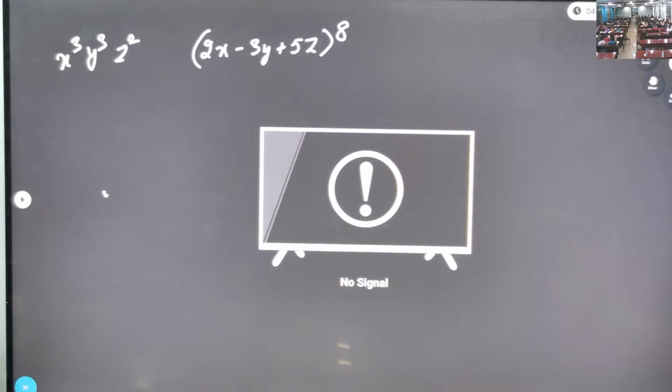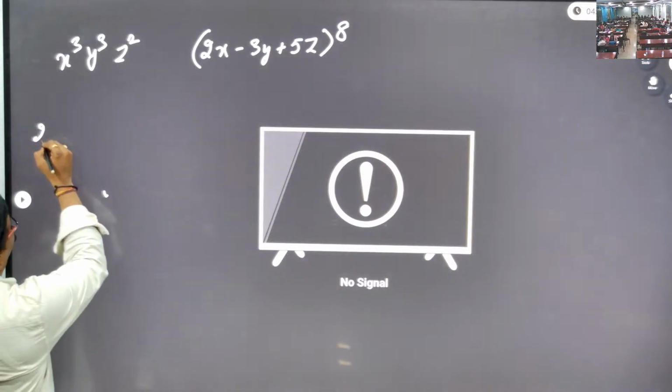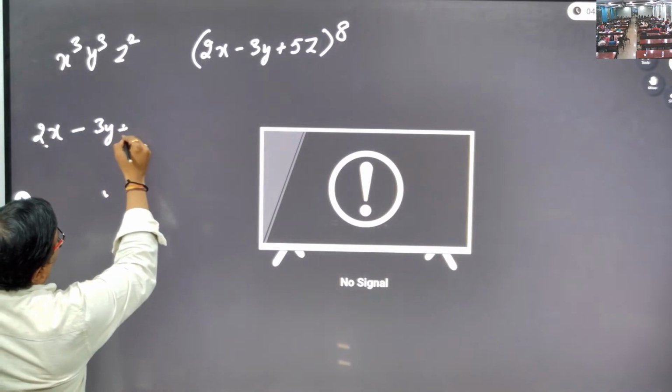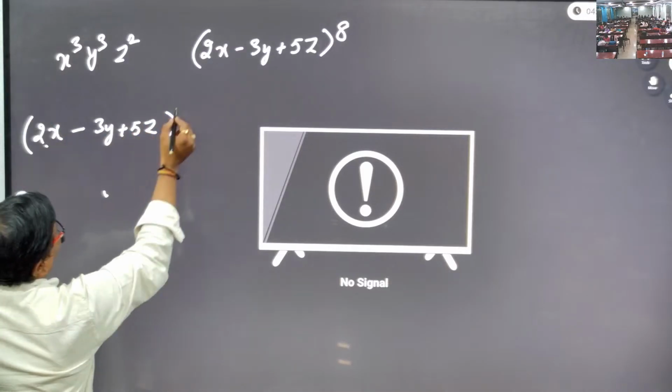Do you have any equation or any letter with power in the given question? If yes, what is the term or what is the sequence that you are having with power? What is the value? 2x minus 3y plus 5z power 8. So that is our x power n value. Okay, the left side value is 2x minus 3y plus 5z power 8.